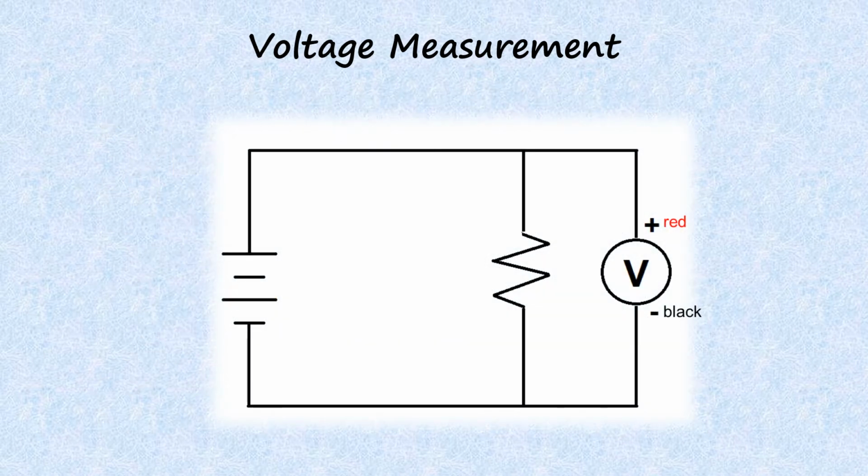Here we see a simple circuit with a voltmeter connected in parallel with a resistor. The red lead is on the positive side of the circuit and the black lead is on the negative side.